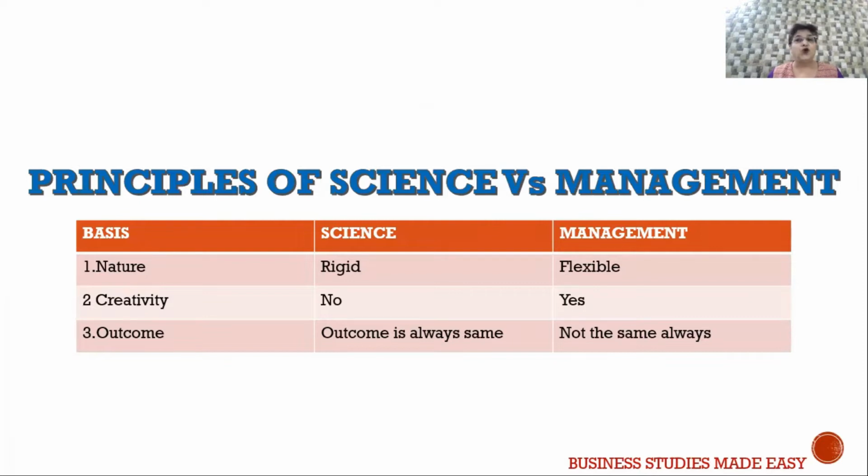Second, creativity. There's no creativity in scientific principles, whereas there's a lot of creativity in management principles because the manager applies the principle according to what he feels right, and they're flexible and he can bring about a little bit of creativity in them. And then the outcome, in case of science, the outcome will always be the same, whereas in case of management, the outcome is not the same because management principles are based on human beings and no two human beings are the same. Therefore, the outcome of management principles is not the same.